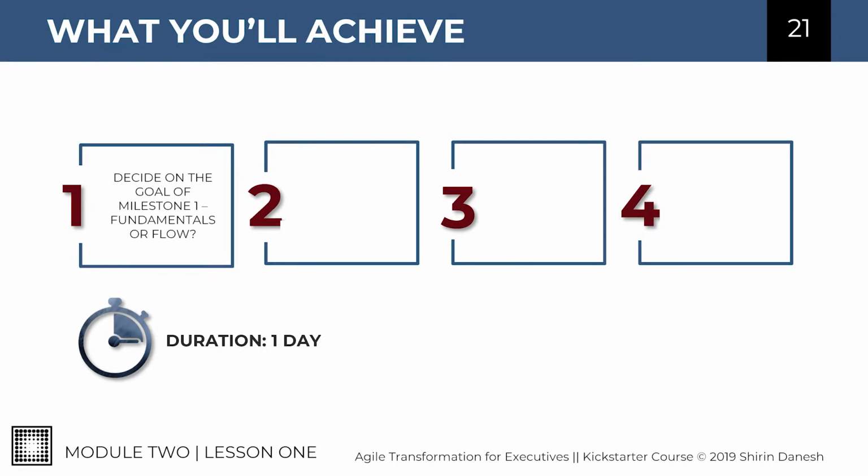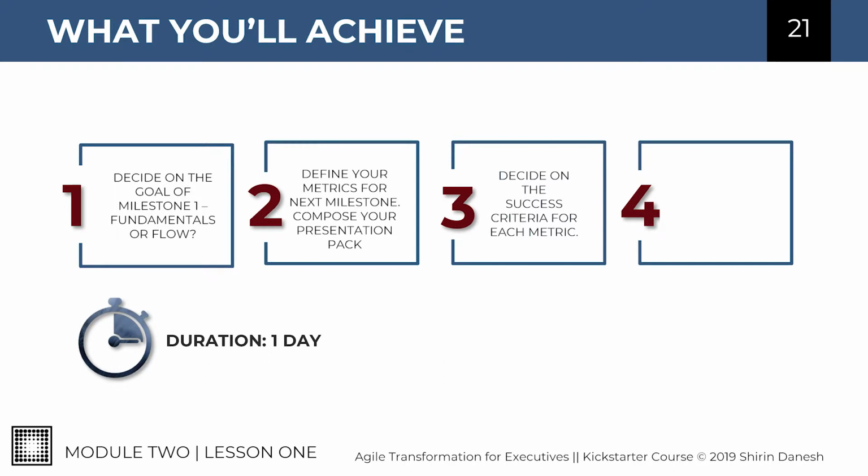In this module, we'll be covering 4 topics. Number 1 is that you're going to be able to decide on goals. The first thing you need to choose is whether you're going to focus on putting in place fundamentals, or improving the flow of work if fundamentals are already in place. Second, you're going to decide which parameters you want to focus on. Of those 103 items, there's only a subset that you need to focus on based on your first decision.